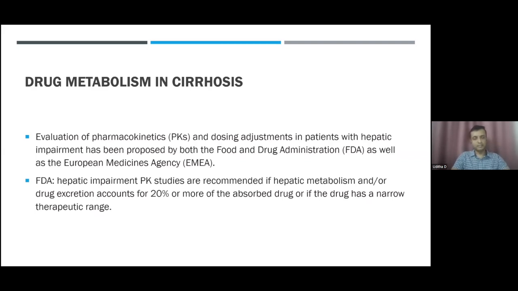But practically, this is very difficult because there are different grades and different levels of liver impairment, and to test each drug and its pharmacokinetics and pharmacodynamics at these different liver function levels is going to be extremely difficult. So because of that, this is not widely, universally practiced.